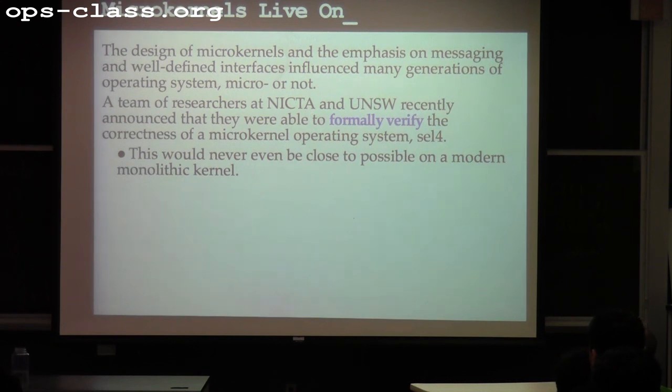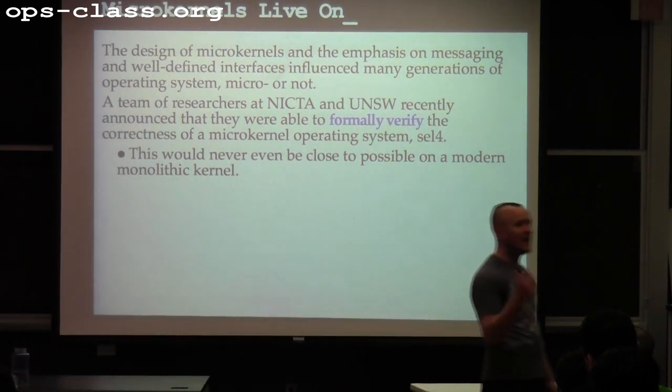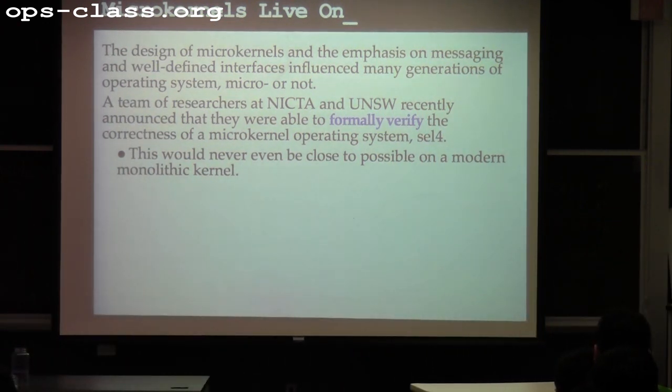A couple years ago, this team from Australia announced that they were actually able to formally verify a small microkernel operating system that they had built, right? So they essentially had a partial proof that this operating system was correct and would not crash. This would never have been possible on a monolithic kernel, right? There was just no way. And so to some degree, microkernels have allowed this to happen too, which is cool.